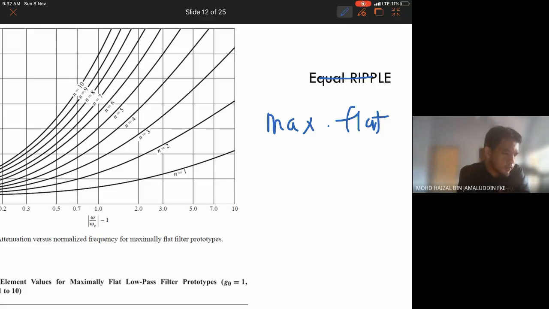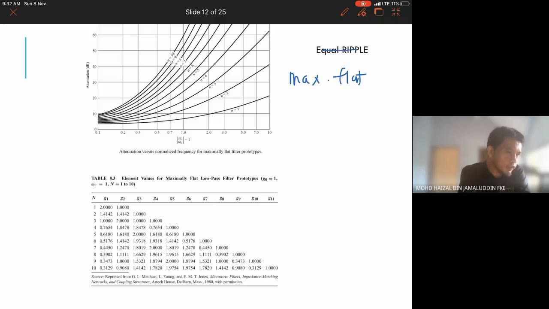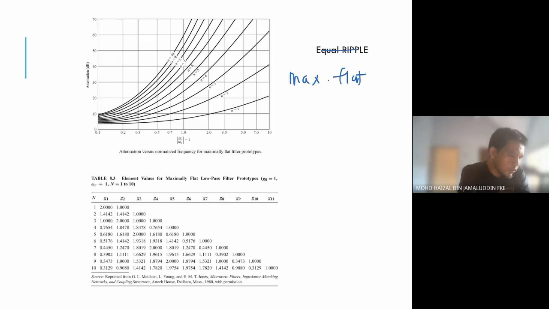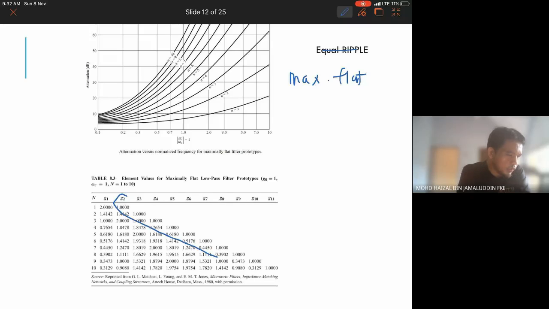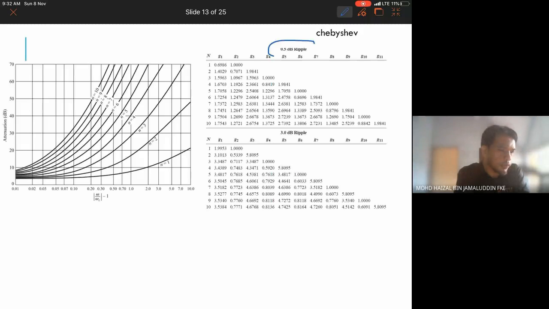Okay. So normally, maximally flat will have the resistor value at the end be 1, which is at the load, so the source and the load will be the same. For equal ripple, for example, the table here is the specific table for 0.5 dB. This is for 3 dB.